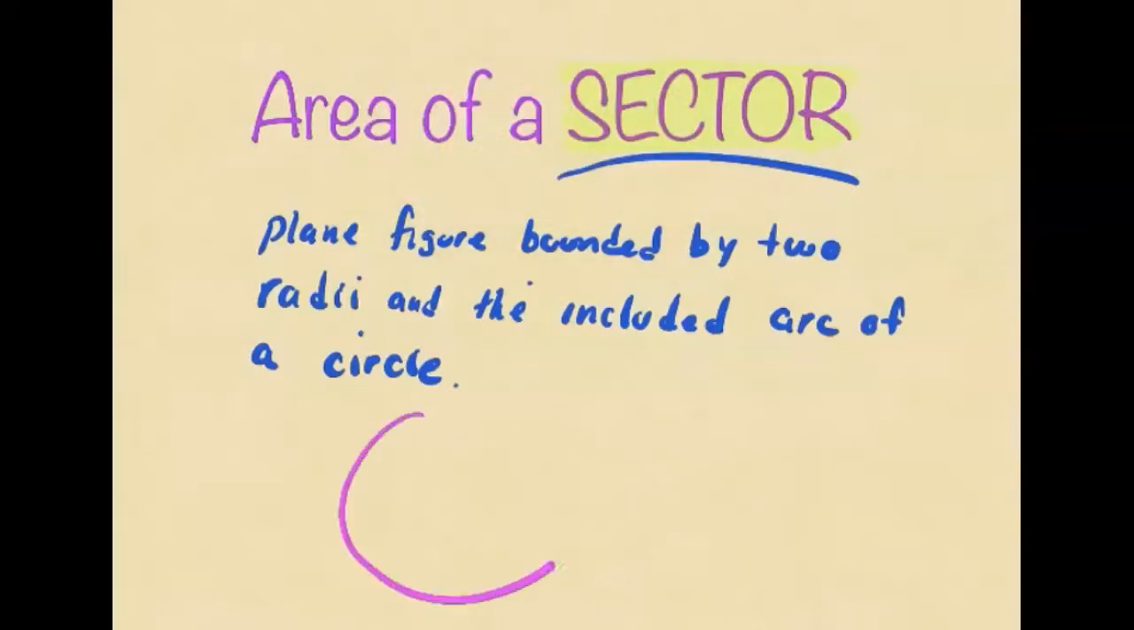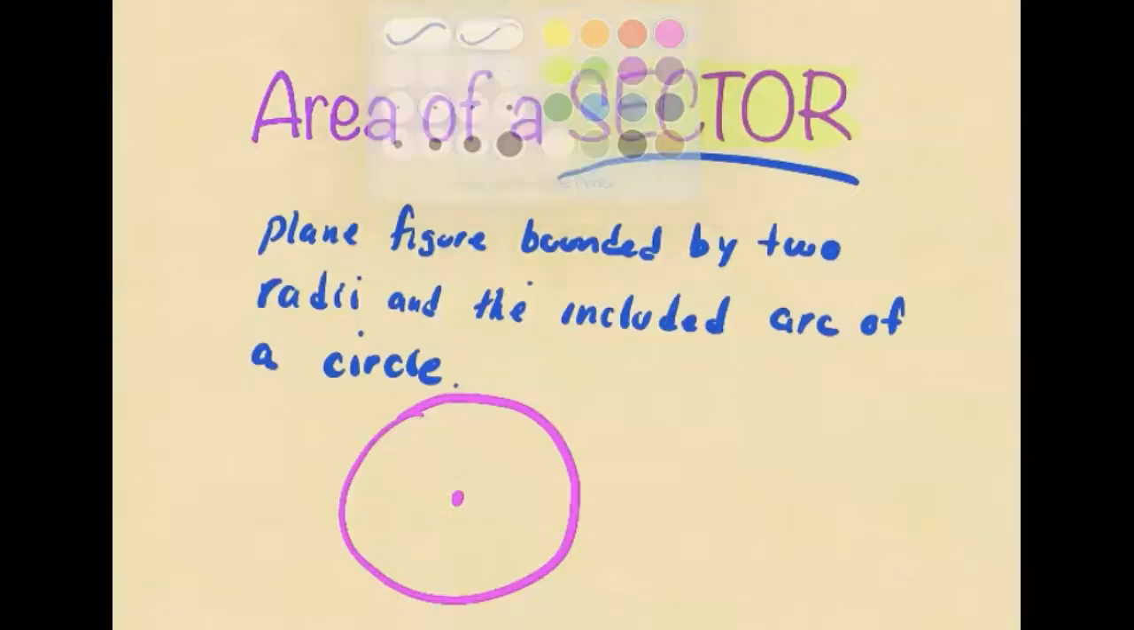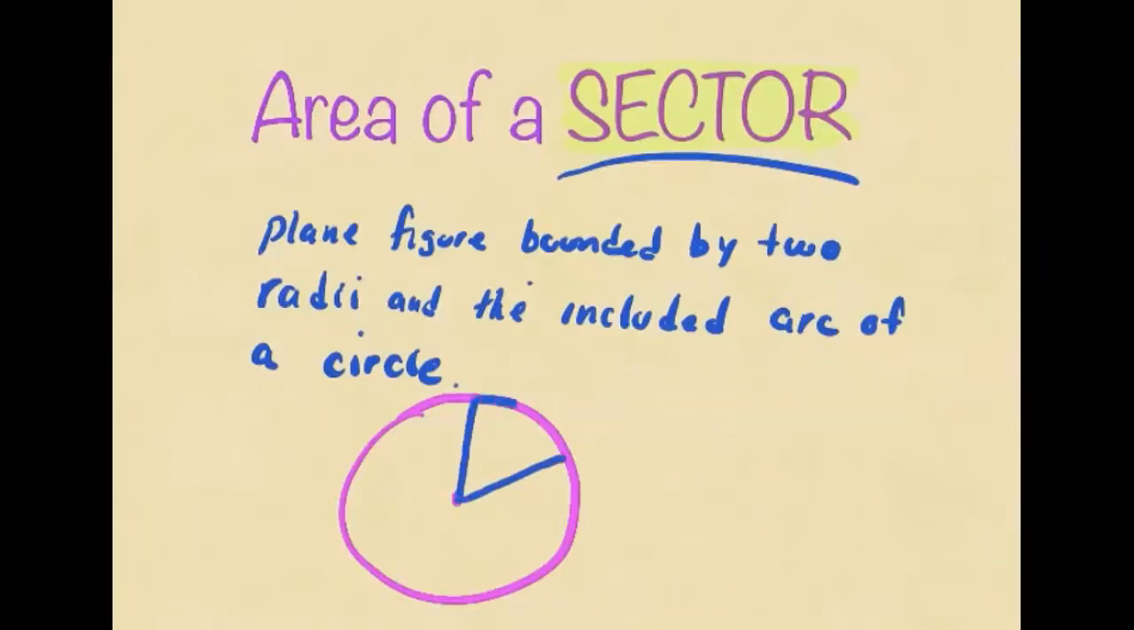A sector is just a piece of pizza versus the entire pizza. If that was an entire pizza, you would just do pi r squared because it's the area of the circle. But if I was talking about a sector, it's this. It's one slice of pizza, depending on how big the angle is. It could be a big piece of pizza, it could be a skinny piece of pizza, but it's the area of just that blue piece of pizza.